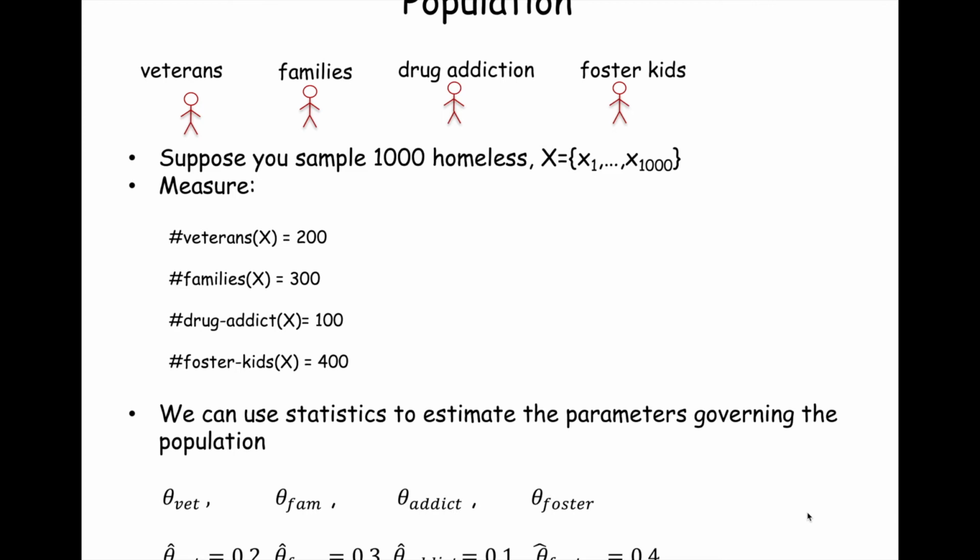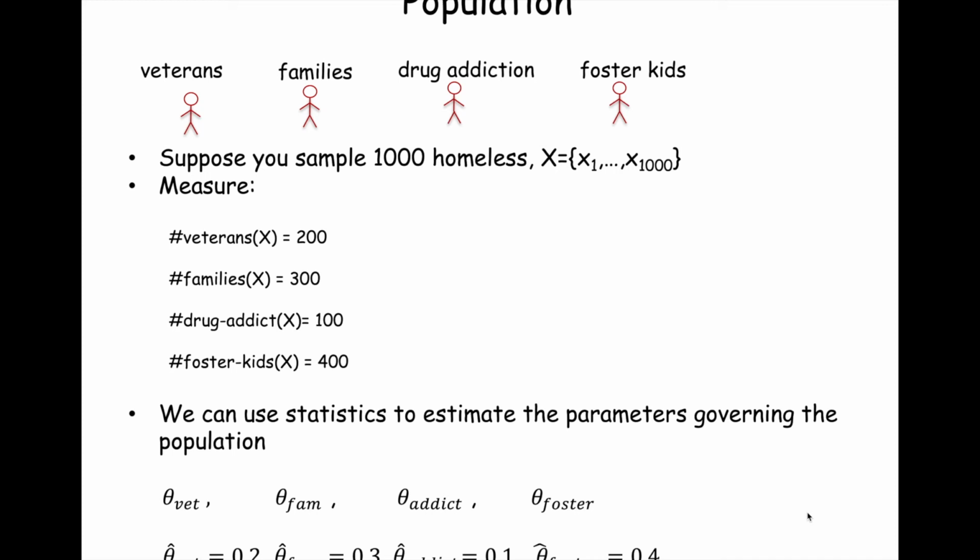So out of 1,000, if there are 200 veterans, that's 20%. So theta vet, we don't know, but theta hat vet is 0.2 or 20% probability, right? 300 over 1,000 is 0.3 or 30%. So then theta hat families is 0.3. For the drug addicted, it's 100 out of 1,000, so that's 0.1 or 10%. So we use theta hat addicted to stand in place of theta addicted, so that's 0.1. And likewise for foster, theta hat foster is 0.4.